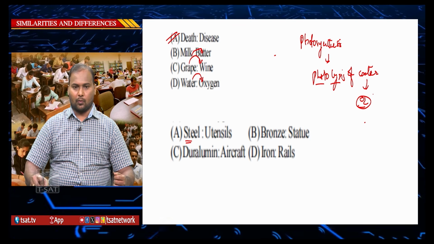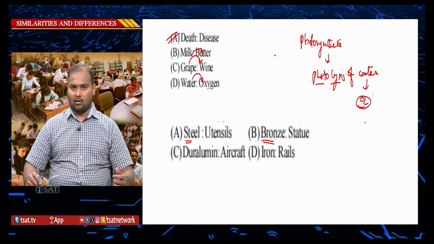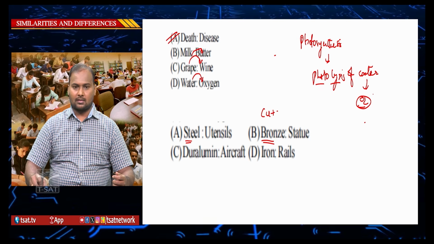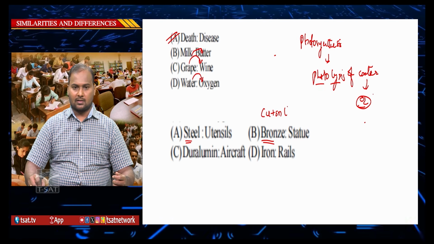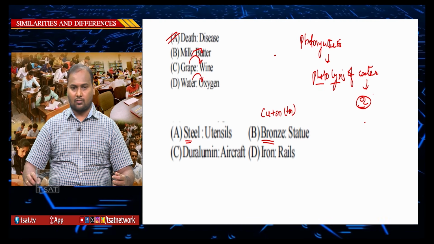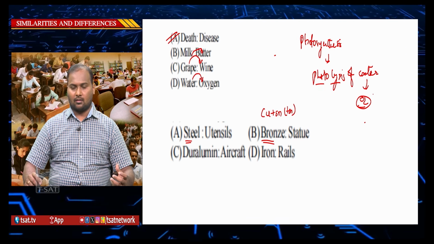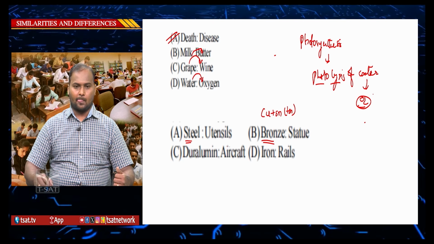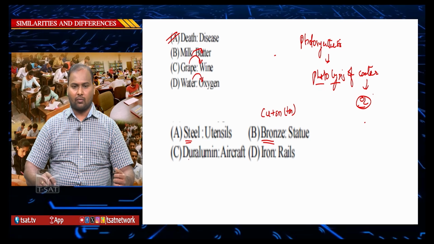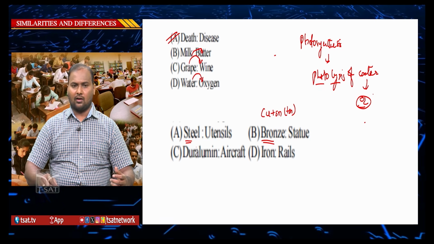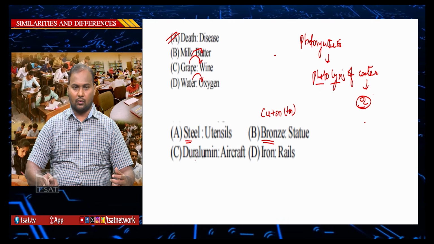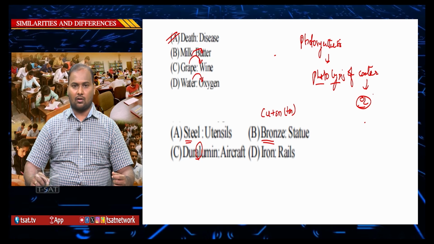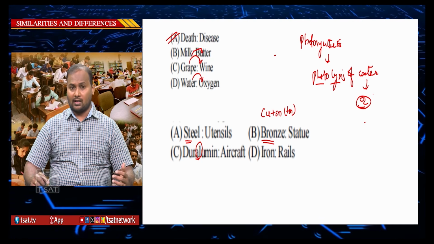In the same way, bronze. Bronze is an alloy. We know that bronze is an alloy of copper plus stannum, that is tin. Stannum is also called tin. So this copper and tin is the alloy. It is used in the making of statues. Next one is duralium. What is duralium? It is also an alloy of aluminium. See the word duralium, Al means aluminium.